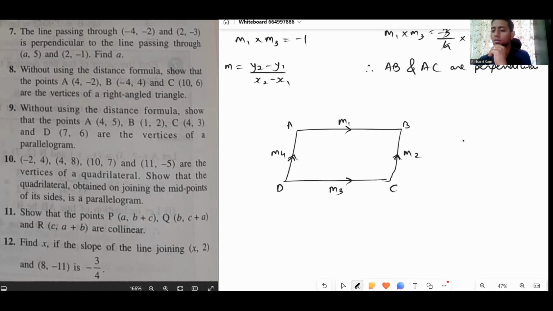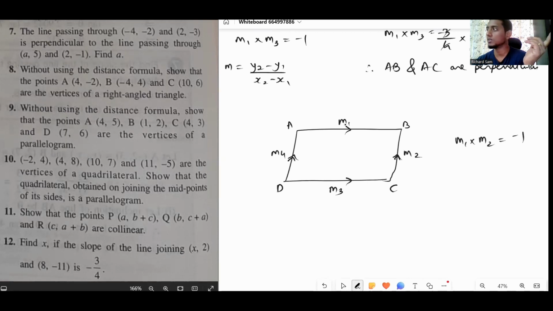If we do M1 into M2, and if we get minus 1, what does it mean? They're perpendicular. So what does this have to do with perpendicular? What are you trying to prove? Which sides are perpendicular? They're not perpendicular. This has nothing to do with perpendicular. This is not a square or rectangle. Only square and rectangle have perpendicular sides. This one's name is not perpendicular or whatever. This is a parallelogram.